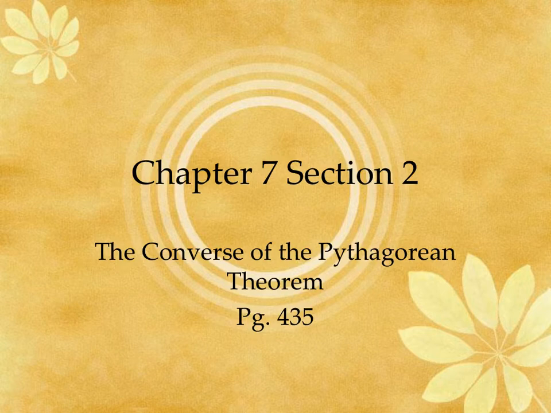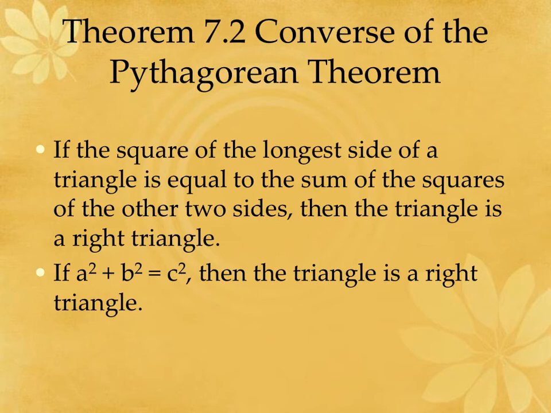So yesterday, they started out by telling us if a triangle is a right triangle, then a squared plus b squared equals c squared. Today, we're going to switch it. They're going to say, if a squared plus b squared equals c squared, then the triangle is a right triangle. So this is the converse of the Pythagorean theorem. So in words, if the square of the longest side of a triangle is equal to the sum of the squares of the other two sides, then the triangle is a right triangle. So again, it's been switched. The if and the then switched.